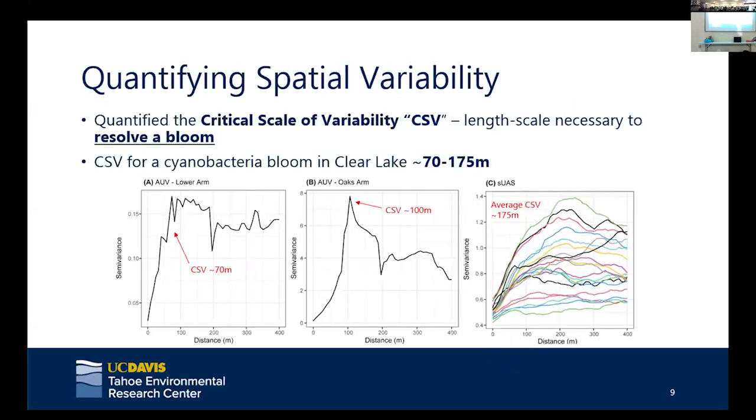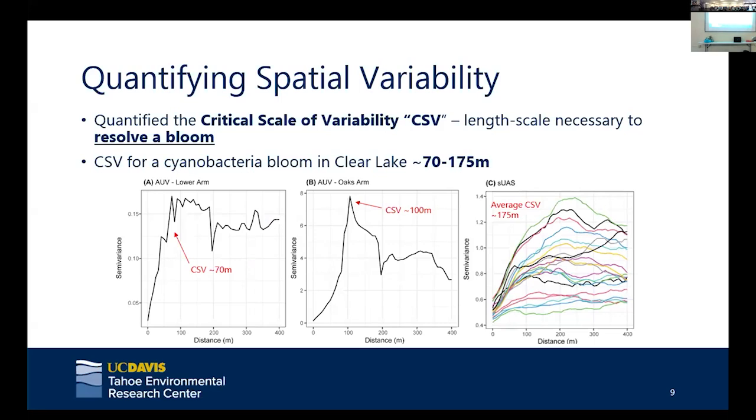So we use the high resolution data that we collected from the drone and the AUV to quantify a measure called the critical scale of variability, which is the length scale necessary to resolve a bloom. So we use these plots called semi-variograms, which are basically, if you look at the distance between two samples, how different are they from one another? So samples that are close to each other are more similar, and ones that are further away are generally more different. And you can look at the shape of these plots to determine this critical scale of variability.